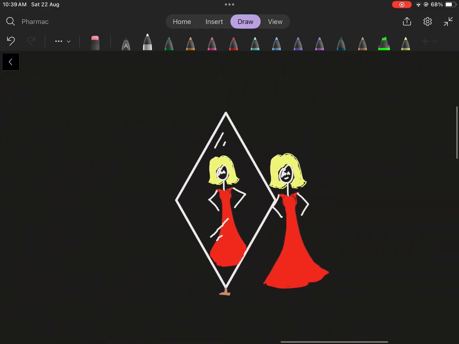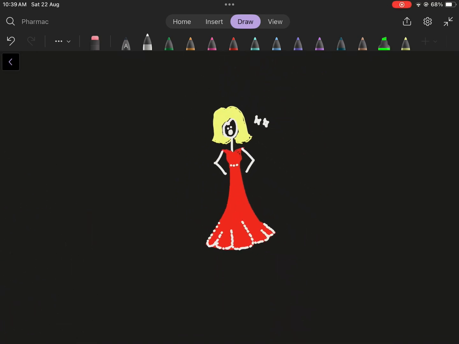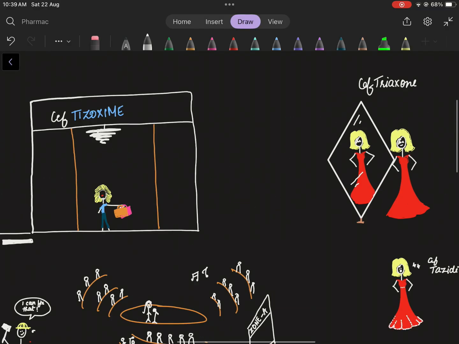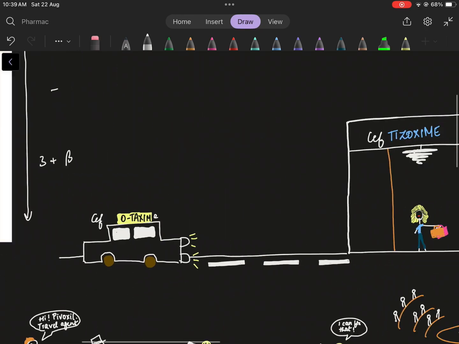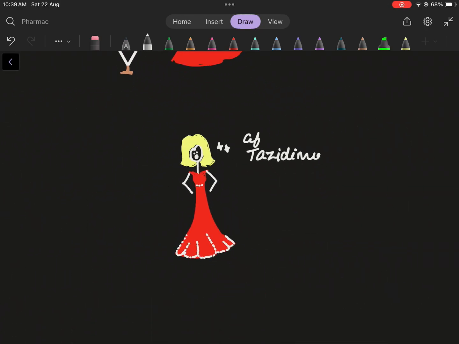Why is she going to the shop? She is going to try some clothes on. So triaxone, in other words, ceftriaxone. And she notices all the glitter on the dress and how it's dazzling. So tazidime, okay, ceftazidime. So once again from the top, otaxime, tizoxime, triaxone, and tazidime, okay?